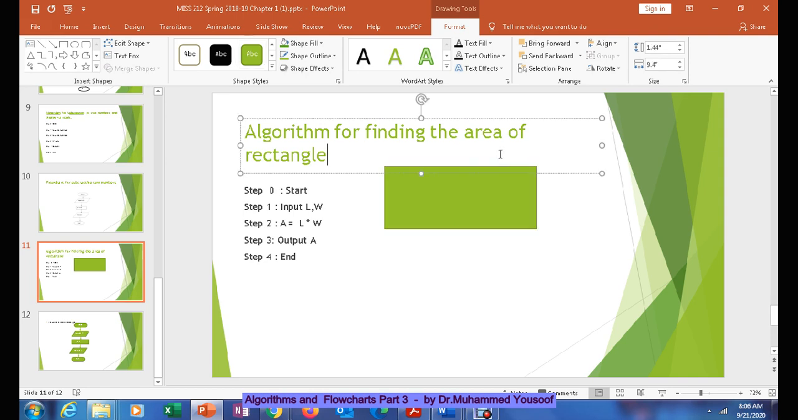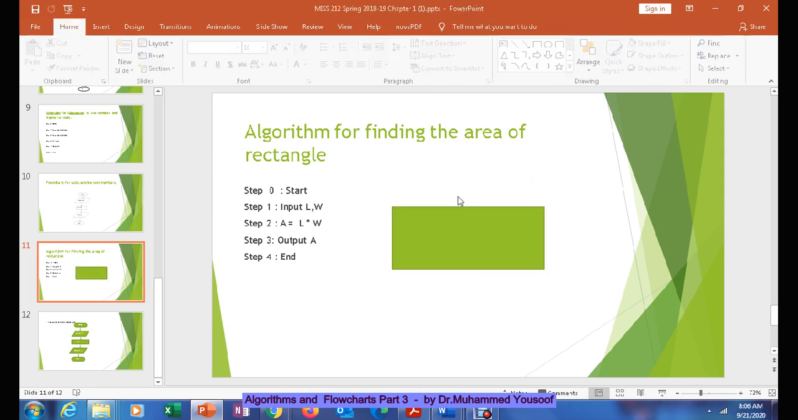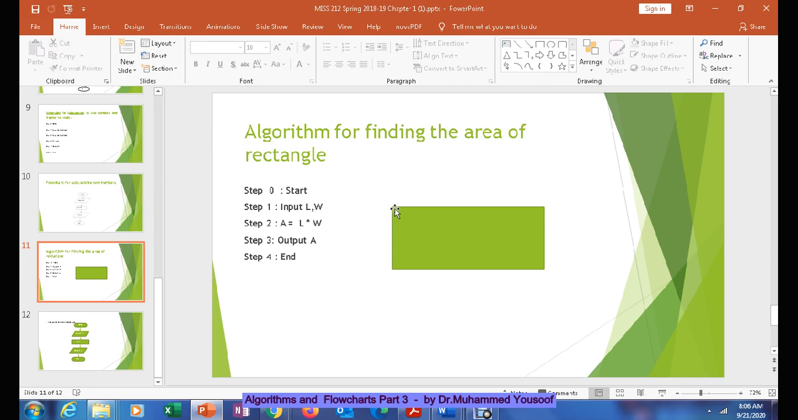Here there are two things. Number one, the first one is called L. From here to here is called L, length. From here to here is called width. So I should know what is the length and I should know what is the width. If I don't know these two things, length and width, I cannot get the answer for this, which is area.